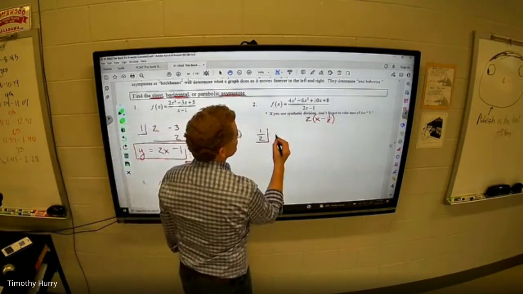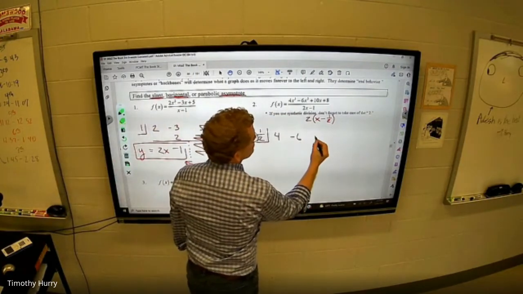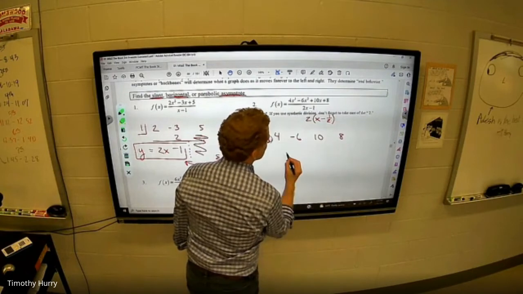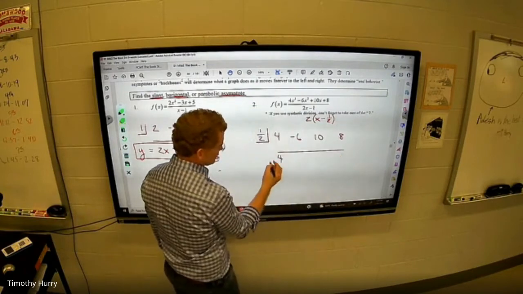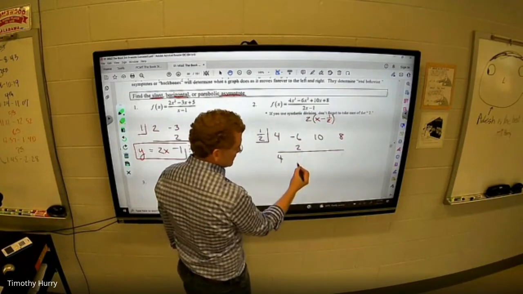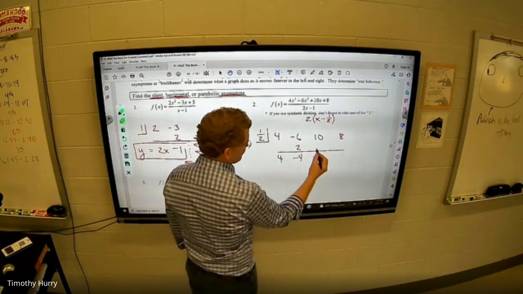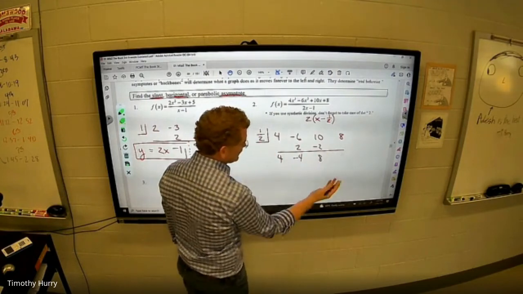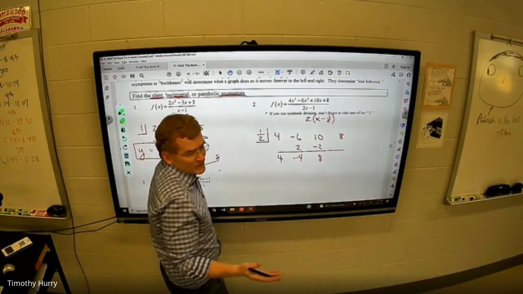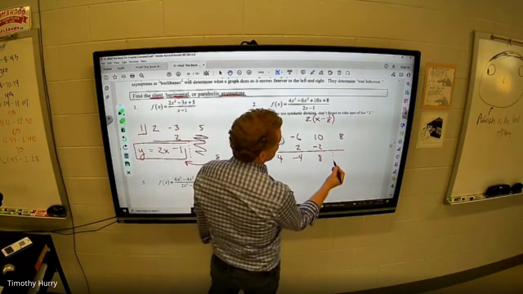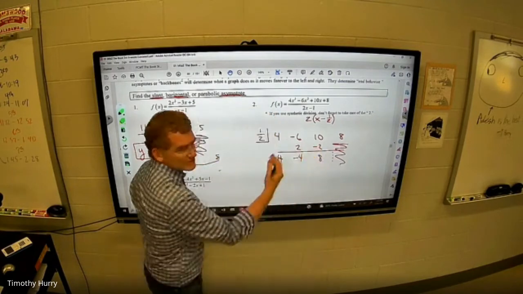So here we go. 4, -6, 10, and 8. So drop the 4. Half of the 4 is 2. Combine. Half of the -4 is -2. Combine. Do I need to go any further? You can if you want. I know I habitually do, but it doesn't matter. I'm looking for an asymptote.